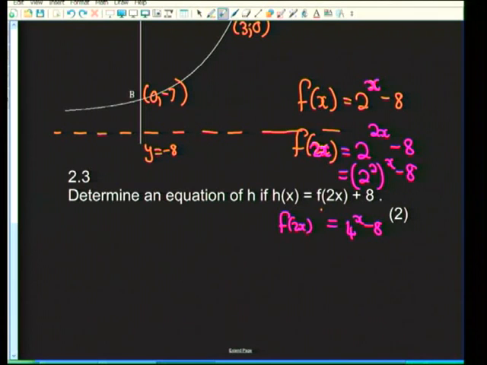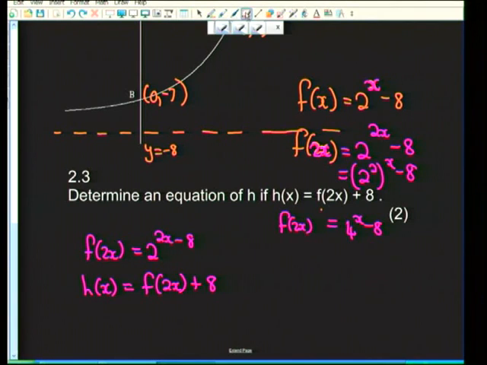Right, but assuming you didn't do that, assuming you're still working with this format, 2 to the 2x minus 8, what is h of x? h of x is the f of 2x plus 8. Oops, I nearly made a mistake here. I've got the 8 in the sky. The 8 should be down below.